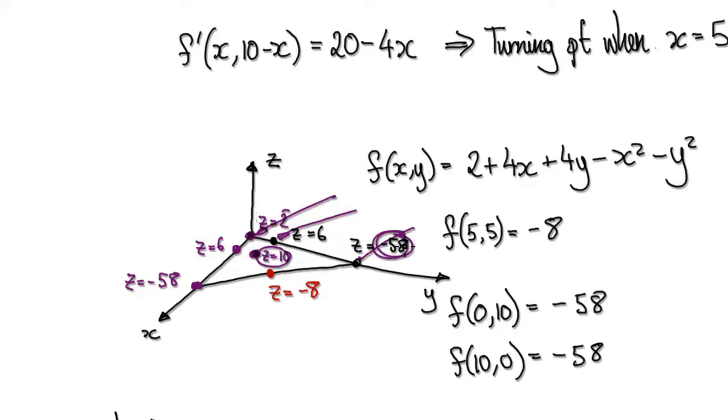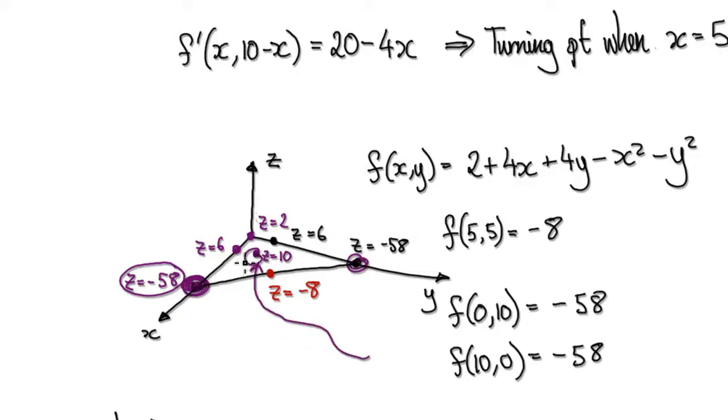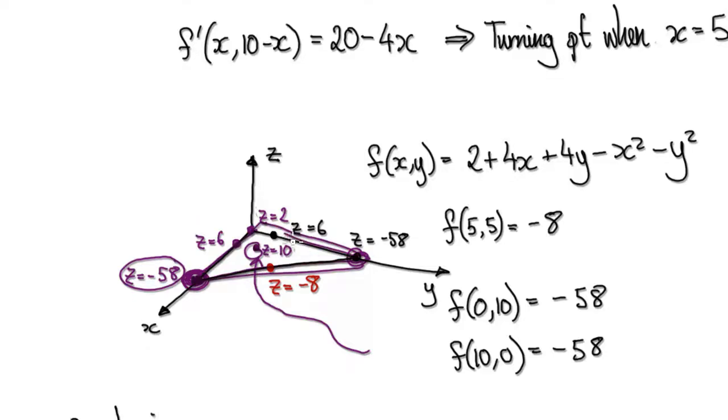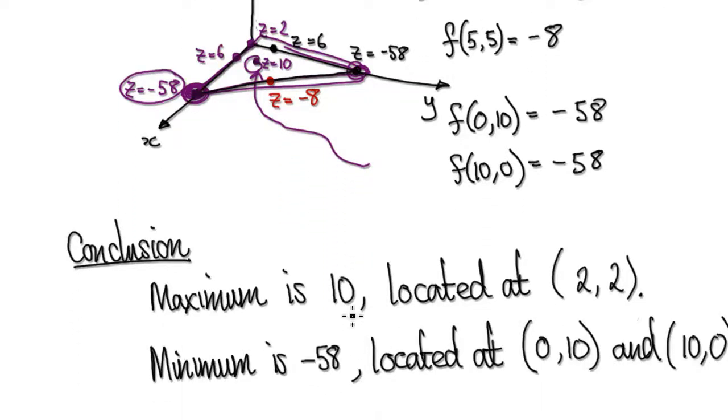This is your absolute minimum, negative 58. And there's another one over here. So this is your absolute minimum, and this is your absolute maximum for the region in question, which is this triangle here. So in conclusion, your maximum is 10, minimum negative 58, and it occurs at 10, 0 here. Anyway, this is the conclusion.